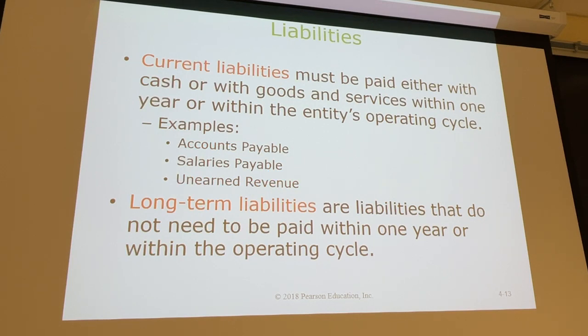Okay, current liabilities are liabilities that must be paid either with cash or with goods and services within 1 year or within the entity's operating cycle if it's longer. We've already talked quite a bit about accounts that are current liabilities. Some typical examples would be accounts payable, salaries payable, or unearned revenue. Long-term liabilities are liabilities that do not need to be paid within 1 year or within the operating cycle if it's longer.